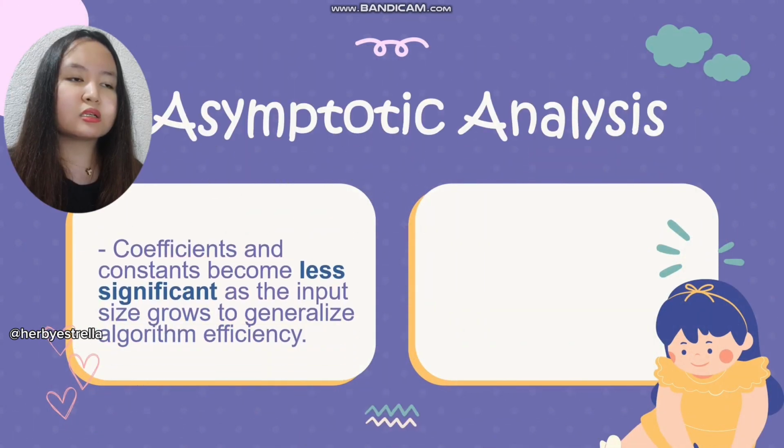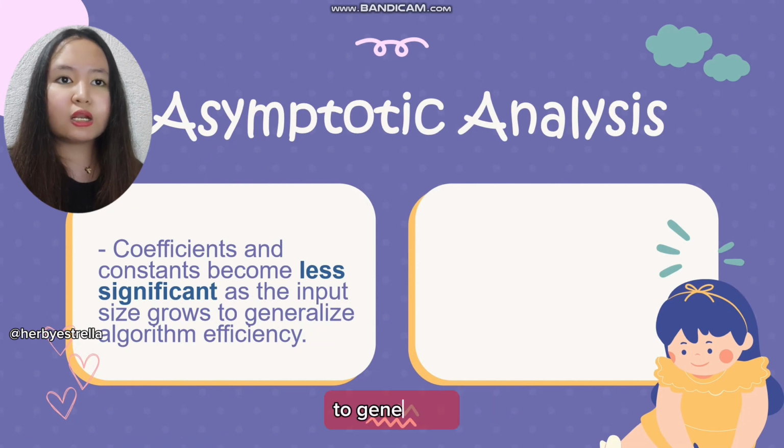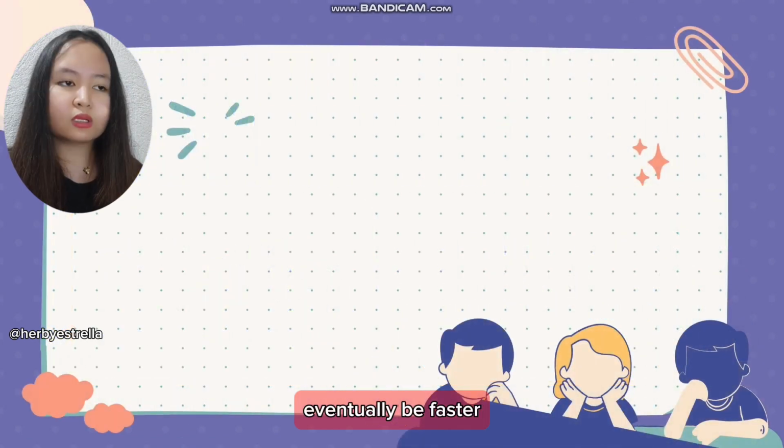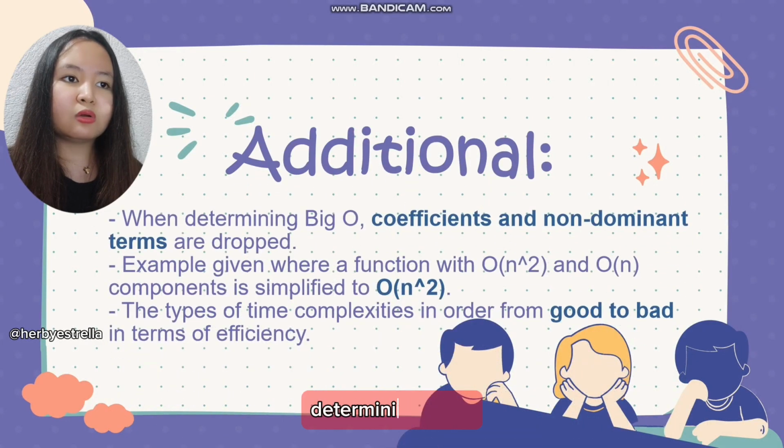Asymptotic analysis. Coefficients and constants become less significant as the input size grows, to generalize algorithm efficiency. Emphasize that asymptotically more efficient algorithms will eventually be faster. Additionally, when determining big O, coefficients and non-dominant terms are dropped. Example given in the lecture, where a function with O of n squared and O of n components is simplified to O of n squared.